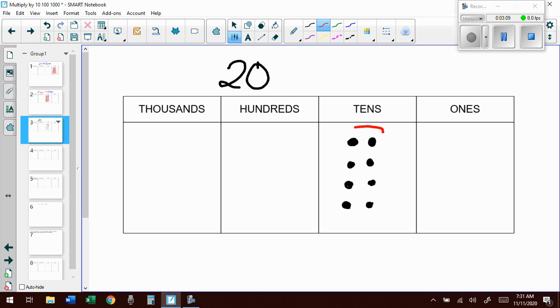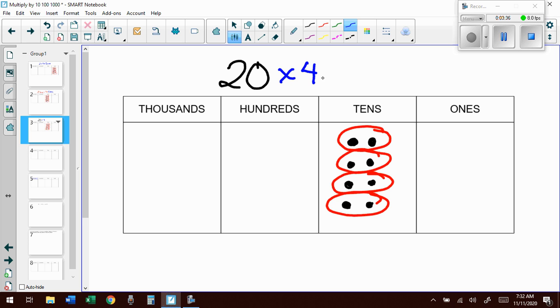Now if I have 2 tens 4 times, I have 20 4 times, and I can skip count by 20s and go 20, 40, 60, 80, or I can count by tens. 1 ten, 2 tens, 3 tens, 4 tens, 5 tens, 6 tens, 7 tens, 8 tens. 8 tens is 80.